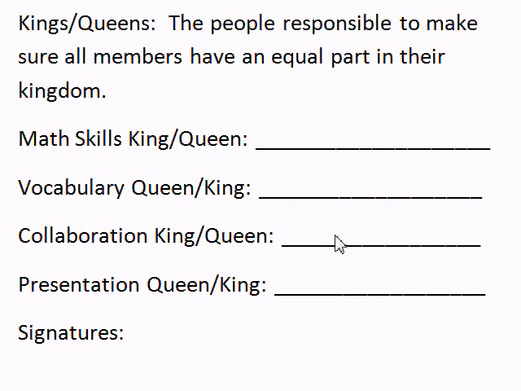In the next part, we look at kings and queens. Inside of your team, you're going to decide who's going to be responsible to make sure all members have an equal part in your particular kingdom. So for example, if you're the math skills king or queen, you're going to make sure that all the members in your kingdom are progressing towards the learning of the math skills. Now, you're not responsible for the learning, just making sure that those people are progressing in their learning.